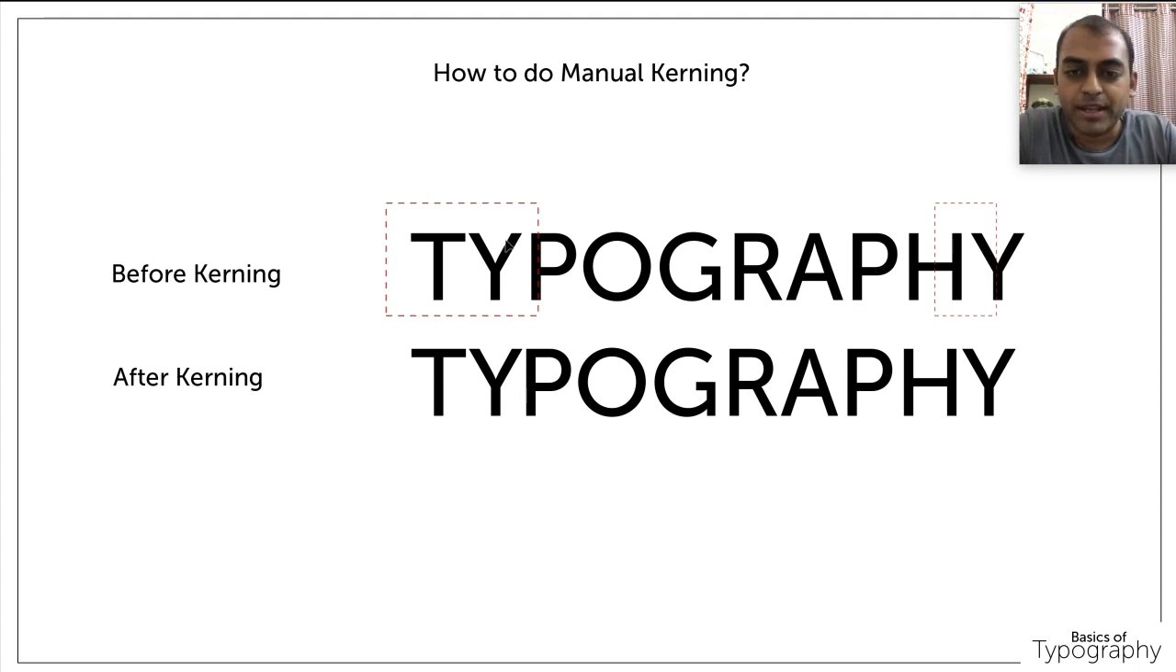So here the troublemaking letters are T and Y, so this spacing is adjusted. Same thing with H and Y, this spacing is adjusted. So this is the first step.